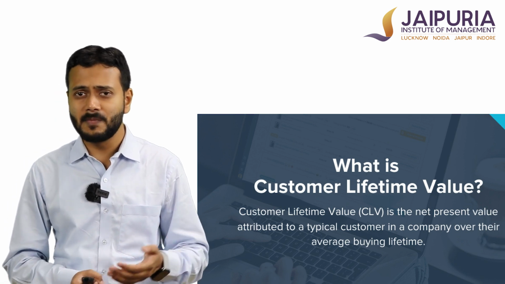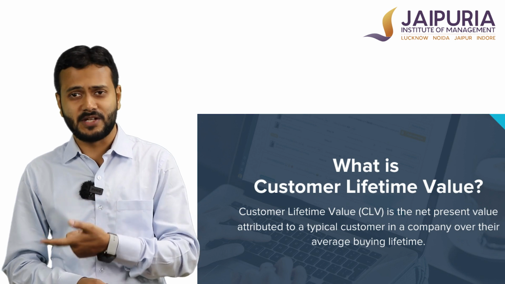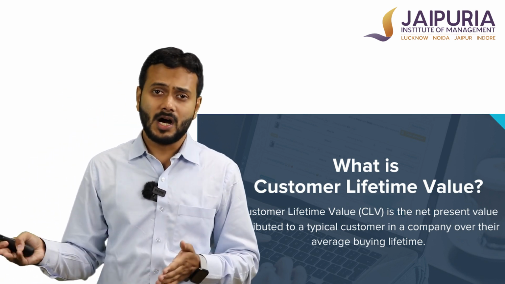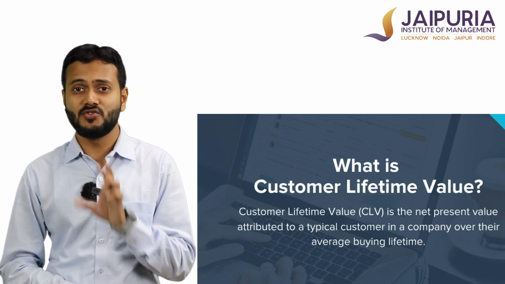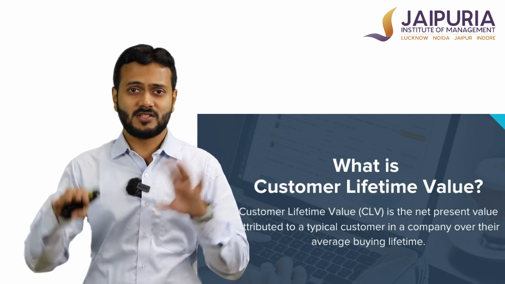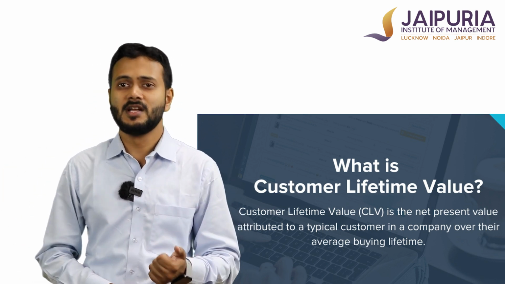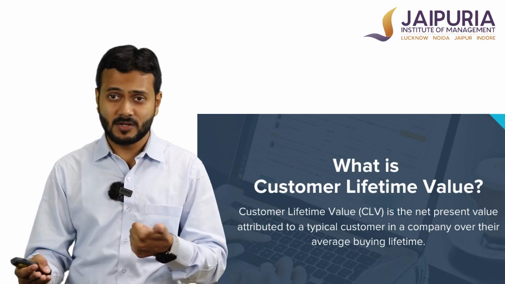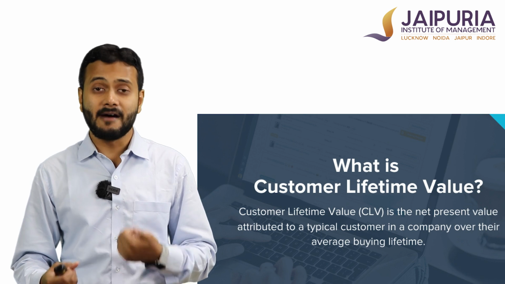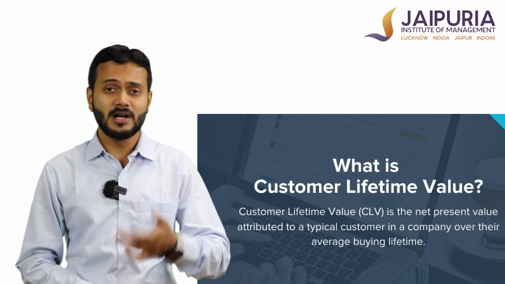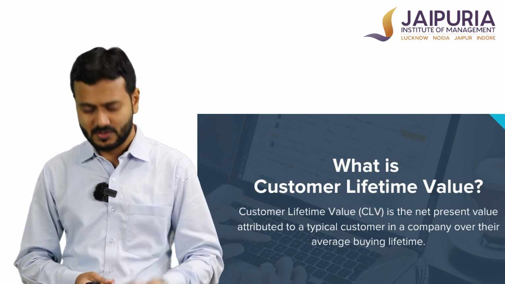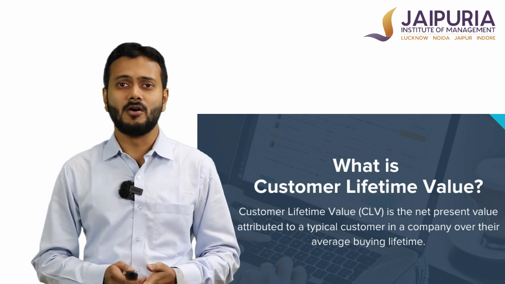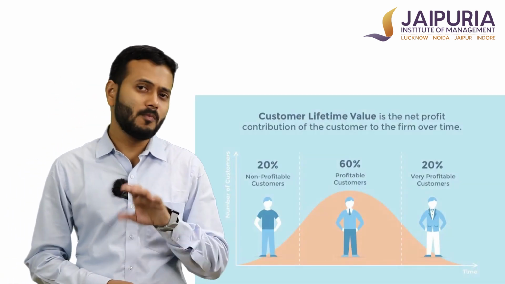Let's go ahead in this definition: in a company over their average buying lifetime. For example, a person is loyal to a particular brand for a span of 3 years, or 5 years. So in the span of 3 or 5 years, how much total revenue is generated from that particular customer. Summing up all the bits that we have discussed, net present value attributed to a typical customer in a company, over the average buying lifetime of that customer, till the point where the customer is loyal to that particular brand, product or service. This concept in a nutshell is called CLV, or customer lifetime value. Now focus on the screen. I guess you might be aware of this curve.